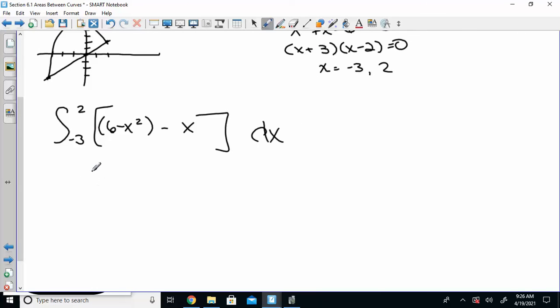So this thing we can just do antiderivative. Antiderivative of 6 would be 6x, minus antiderivative of x squared, 1/3 x cubed. Antiderivative of x is 1/2 x squared.